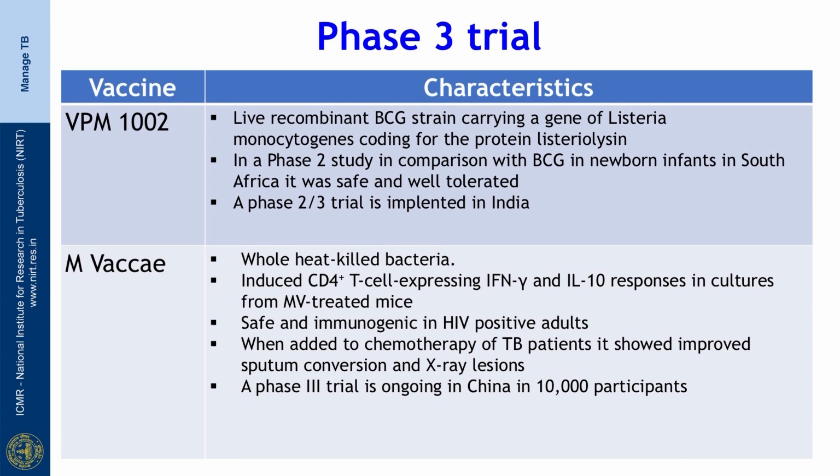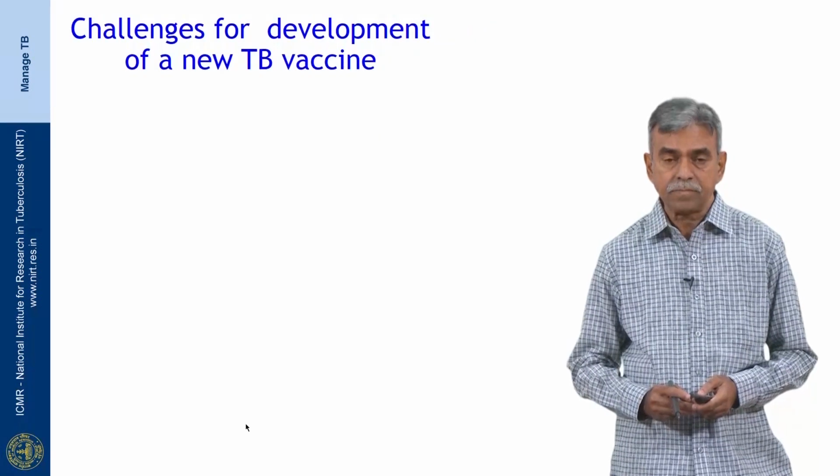And Vaccae is a whole heat killed bacteria vaccine. It induces CD4 T cells expressing interferon gamma and interleukin responses in cultures from treated mice, and is safe and immunogenic in HIV positive adults. When added to chemotherapy of TB patients, it showed improved sputum conversion and excretion. So, it is a therapeutic vaccine, and a phase 3 trial is ongoing in China with more than 10,000 participants.